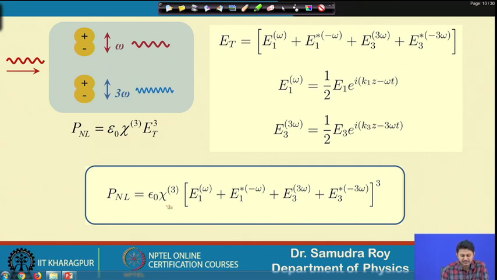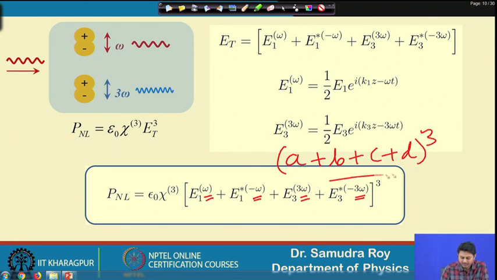Now the PNL can be represented as epsilon 0 times the third order susceptibility multiplied by E1, E1 star, E3, E3 star, where E1 has frequency component omega, E1 star has minus omega, E3 has 3 omega and E3 star has minus 3 omega, and the whole thing is cubed. So eventually we are solving the problem (A plus B plus C plus D) whole cube. How many terms will there be, you can imagine. So this many different frequency components will be there: A cube, B cube, C cube, D cube.